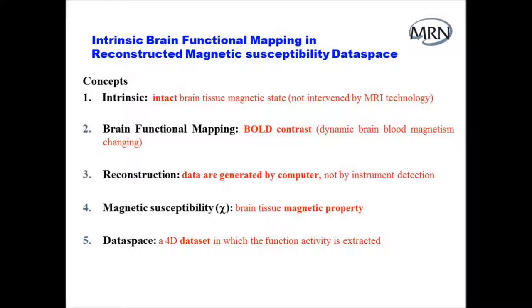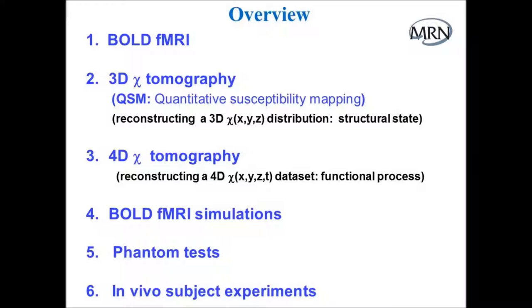Magnetic susceptibility means I use the brain tissue magnetic property, and that property is magnetic susceptibility. Brain tissue is a general idea that includes everything. Remember, blood is also considered a tissue. Then the 4D data space is a data set, and in this data set we can do functional mapping and connectivity analysis. This is the concept of the title. So the general outline: I'll talk about these parts. First, the model, then the susceptibility reconstruction, 3D and 4D, then simulation.